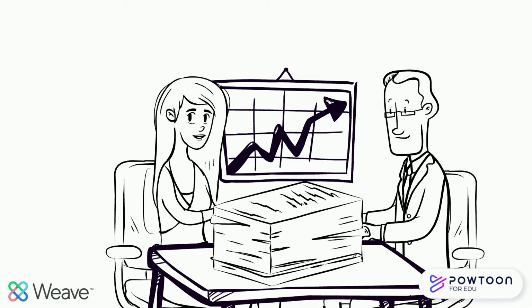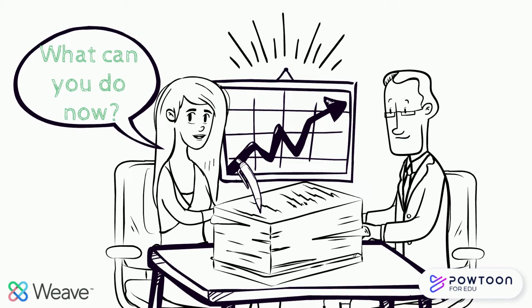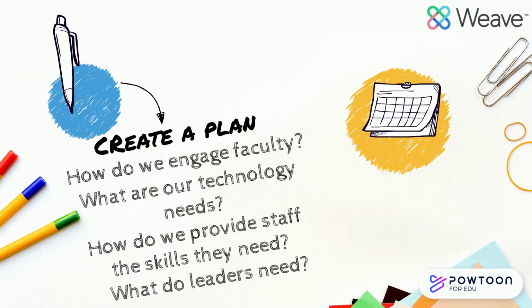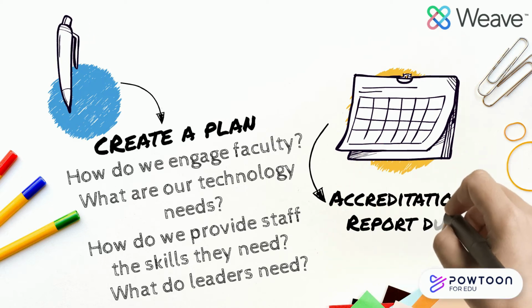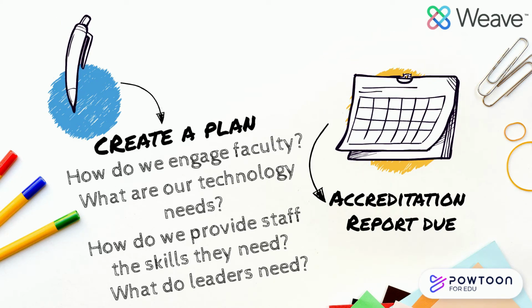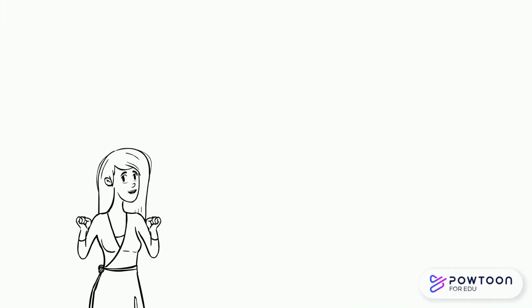So what can you do now? Well, first, you need to develop a plan. And you need to think about these questions. How do we engage faculty in IE efforts? What really are our technology needs and what problem are we trying to solve? How do we develop staff and provide them the skills that they need? And what do leaders need? What kind of updates are good for them?